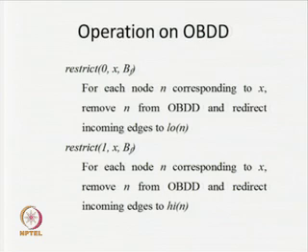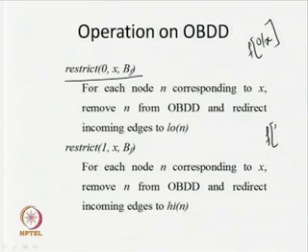So, it is very simple. What happens? We are going to say that restrict 0 x b f is nothing but f replacing all occurrences of variable x with 0, and restrict 1 x b f is nothing but the restriction of this Boolean function f replacing all occurrences of x by 1.